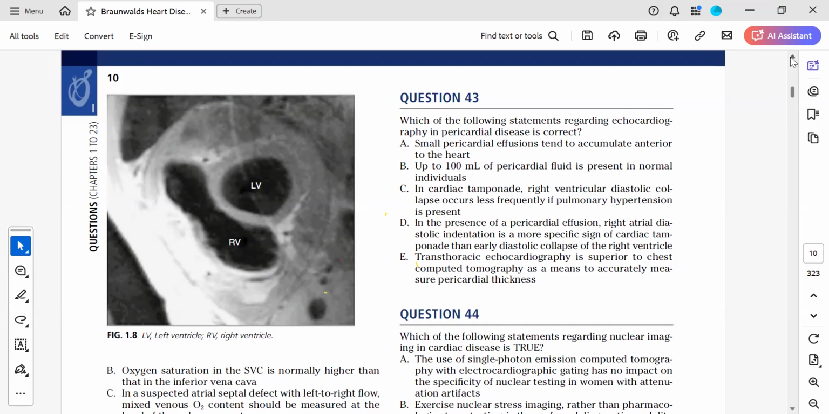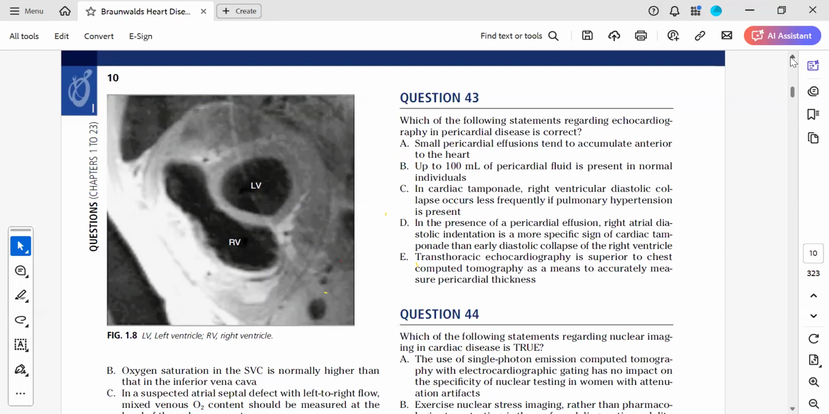Right ventricular diastolic collapse, as we discussed yesterday, is specific for cardiac tamponade. However, if there is pulmonary hypertension, this signifies raised intra-right ventricular pressures and will be like an opposing pressure to the pressure coming from outside, from within the pericardium. So that's why this option says that the collapse occurs less frequently if there is pulmonary hypertension.